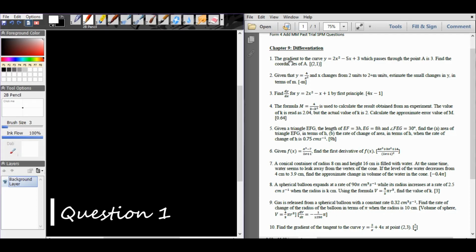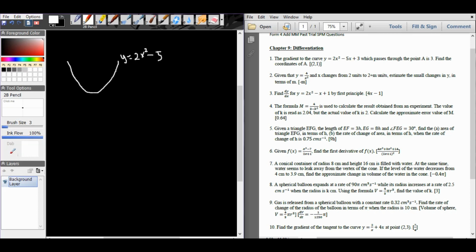First question. The gradient to the curve which passes through the point A is 3. You are given a curve with the equation y equals 2x squared minus 5x plus 3. It passes through the point A. So let's say this is point A. Then we have to find the coordinates of this point A, x and y.